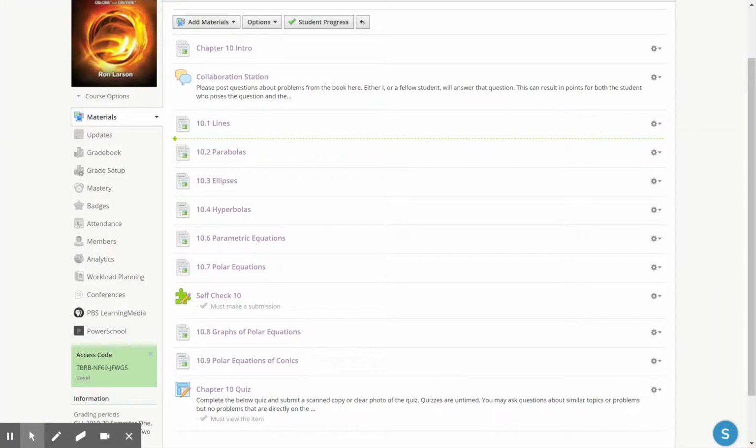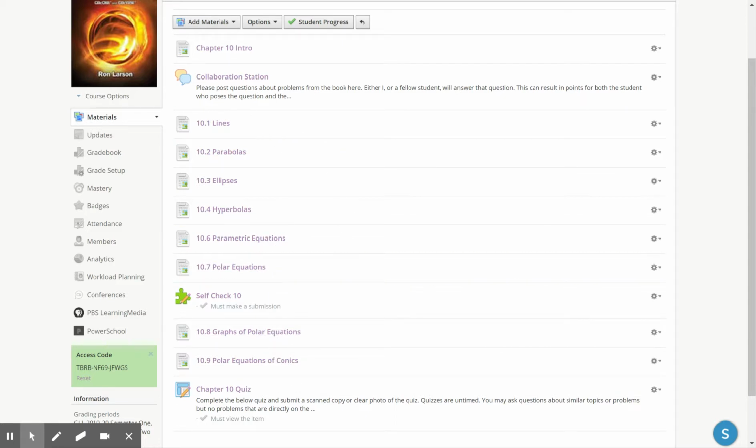All right, welcome to chapter 10. You'll see here chapter 10 is again a little bit longer of a chapter. We've got 9 sections throughout there. So we start off by talking really about conic sections, lines, parabolas, ellipses, hyperbolas. Then we move into parametric and polar equations and the graphs of that.